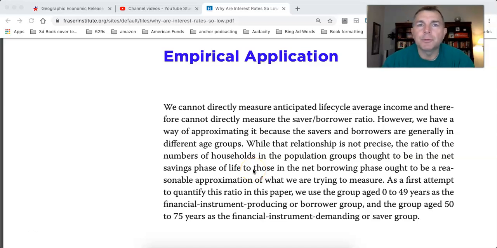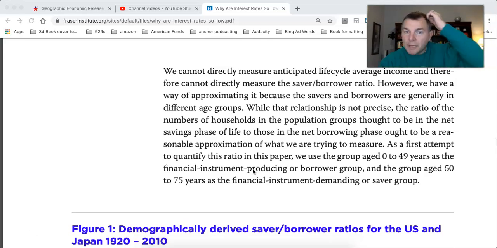All right, so why will interest rates stay low? Part 3, empirical application. We cannot directly measure anticipated life cycle average income, and therefore cannot directly measure the saver to borrower ratio. However, we have a way of approximating it because the savers and borrowers are generally in different age groups. While that relationship is not precise, the ratio of the number of households in the population groups thought to be in the net savings phase of life to those in the net borrowing phase of life ought to be a reasonable approximation of what we're trying to measure.